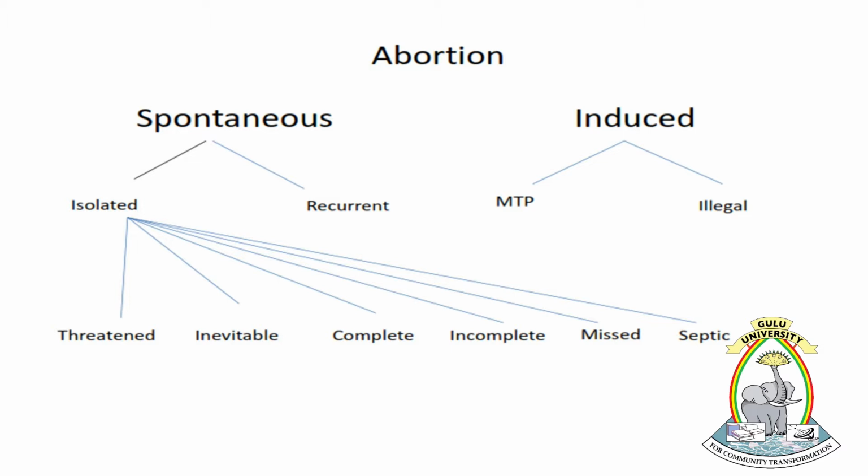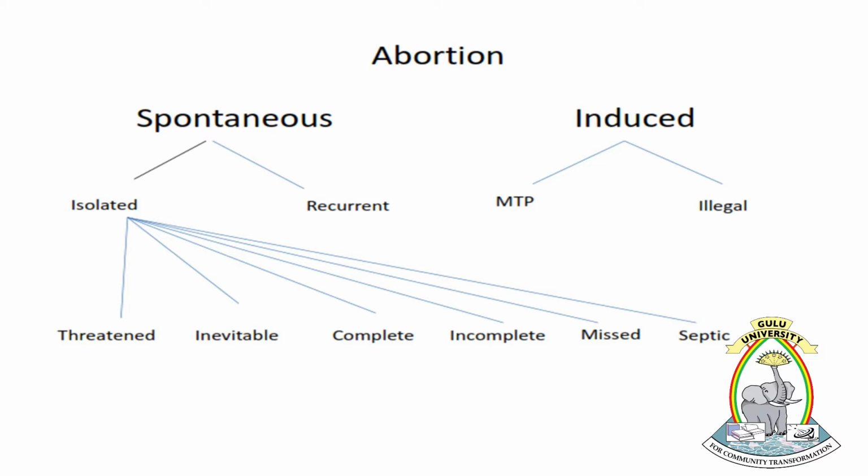Spontaneous abortion can be isolated. That means that it can occur because of specific problems and may not repeat itself. And then it can also be recurrent pregnancy losses, that we'll briefly look at at the end of this presentation.